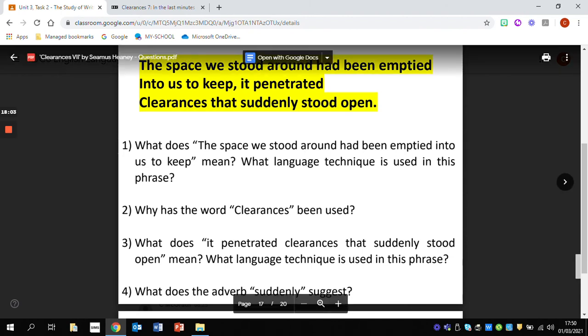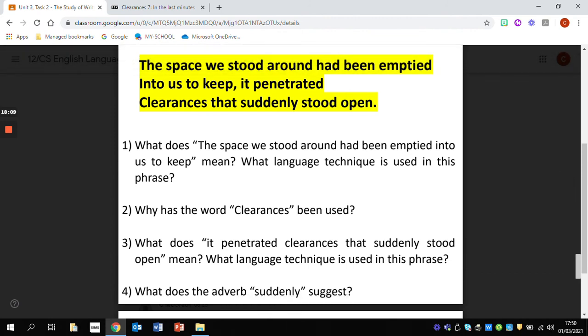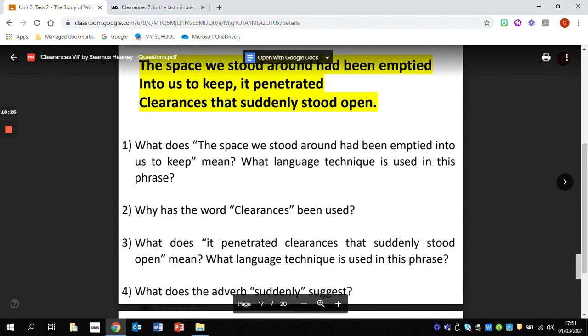It penetrated clearances that suddenly stood open. We're thinking of the suddenly, so maybe this death came very quick. Maybe it's been a long process up to this point, and now that they've got to this point, they find themselves with this openness, this emptiness around them. But there is, I would argue, maybe some sort of hope with the open. It's not empty, it's open.